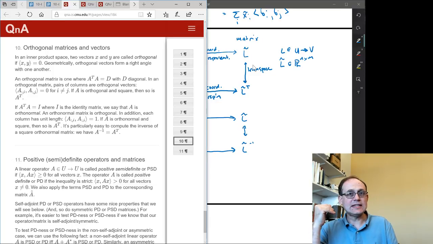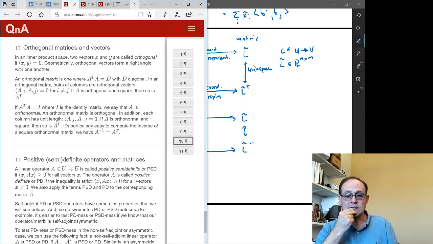If A transpose A is the identity, meaning that the columns are orthogonal and each column has norm 1, that's called an orthonormal matrix. An orthonormal matrix is, of course, orthogonal, and every column has unit length. And if A is orthonormal and square, so is A transpose. And a useful fact is that the inverse of an orthonormal matrix is the same matrix as its transpose. That's obviously not true of general matrices, so it makes it much easier to calculate the inverse of an orthonormal matrix.